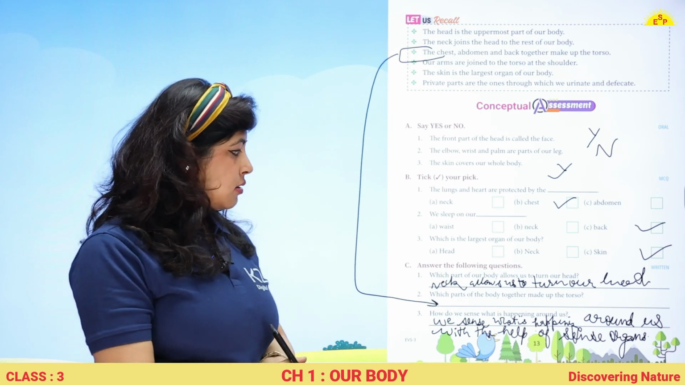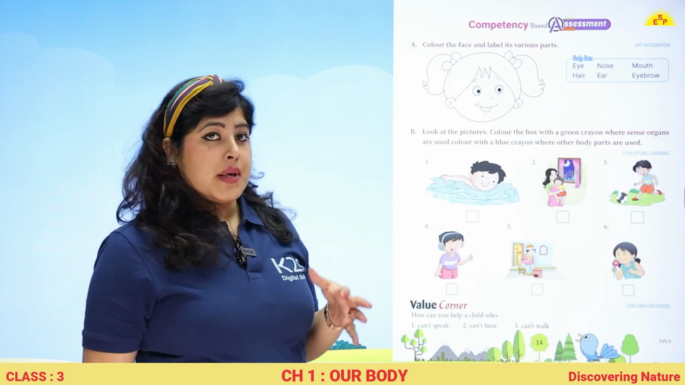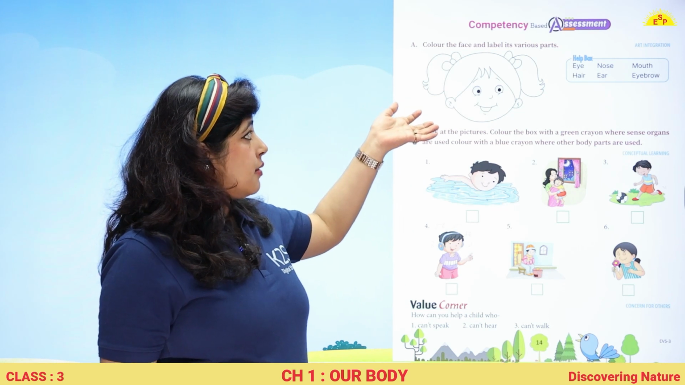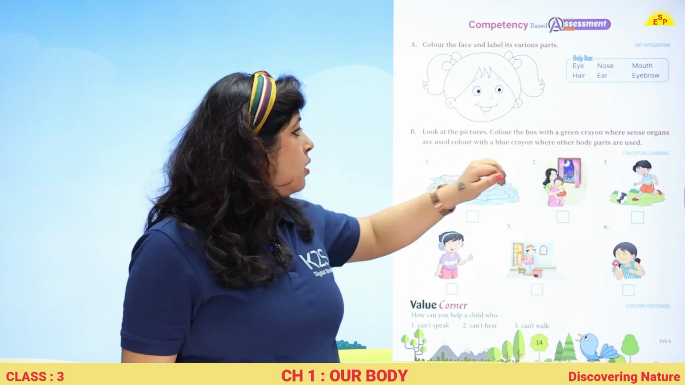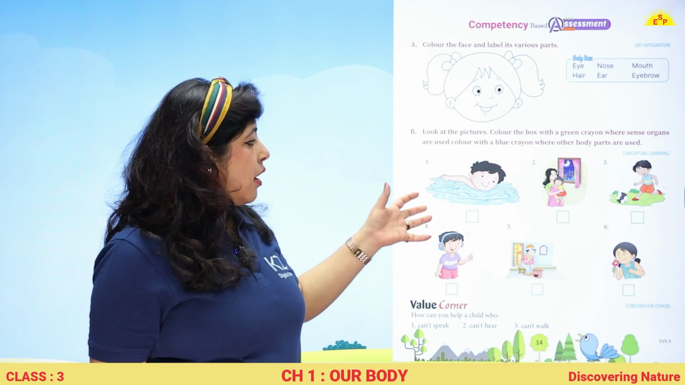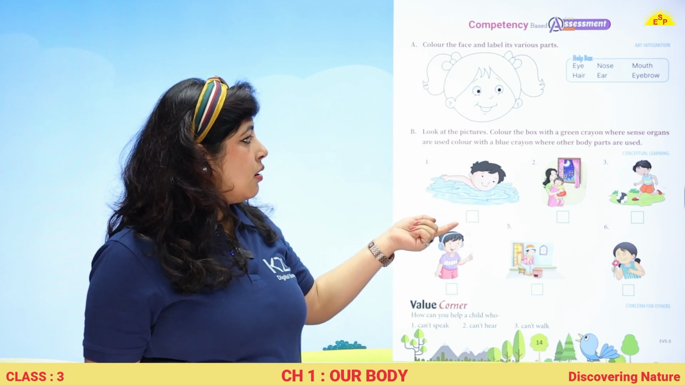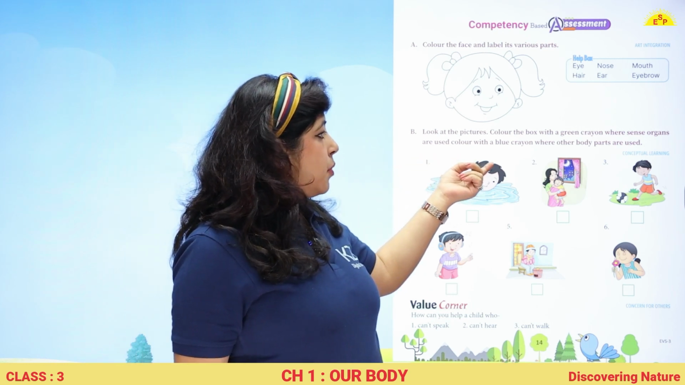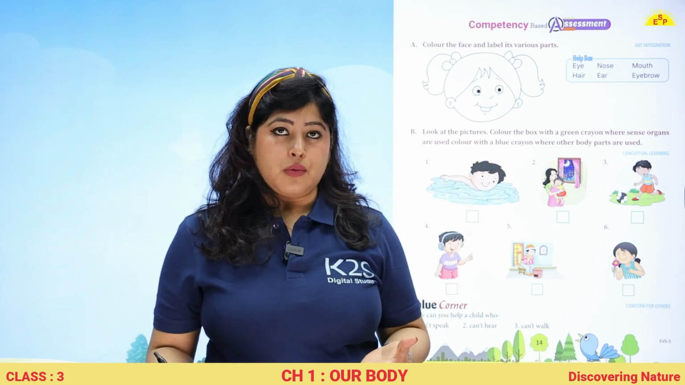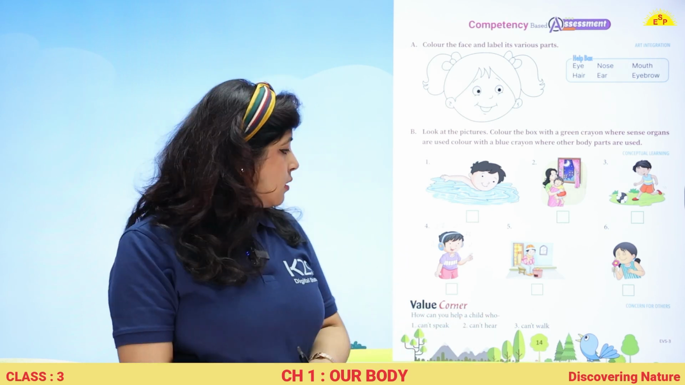Now moving to next. Now, competency based assessment. You have to color the face and label its various parts as given in the help box. Look at the picture. You have to color the box with the green where sense organs are used and with the blue where other body parts are used. So you can do this as your home task.